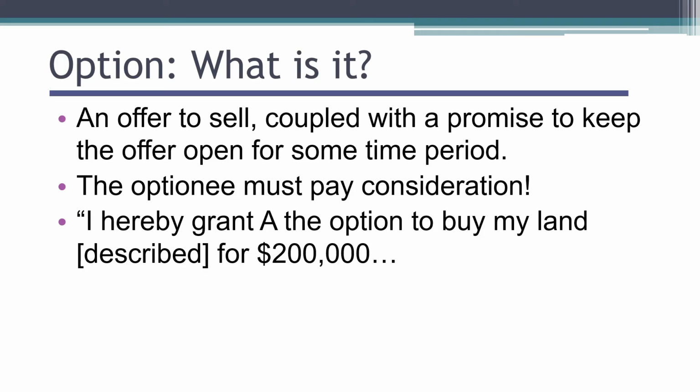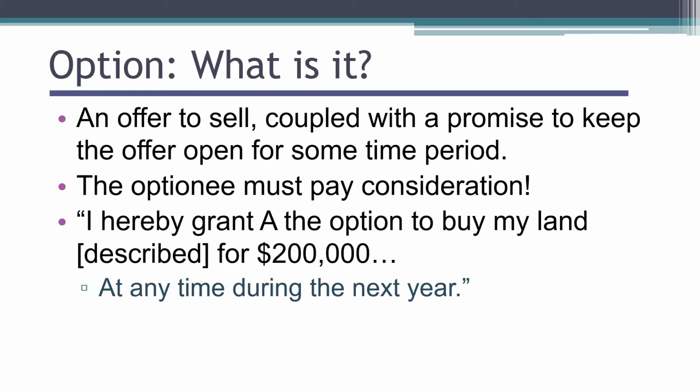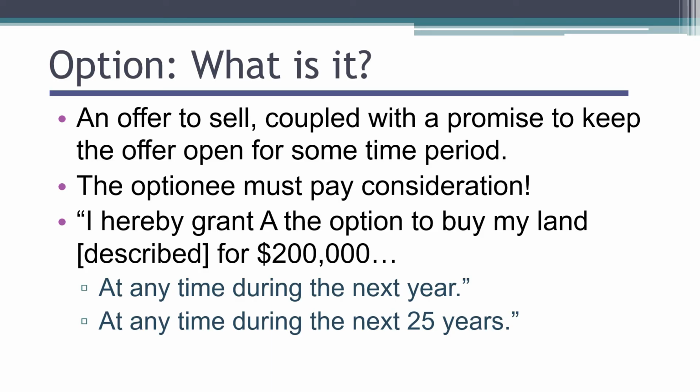Suppose the option said, I hereby grant A the option to buy my land, we need to describe the land of course, for $200,000, and then we put in a time period, such as at any time during the next year. Of course, the time period might be much longer, such as at any time during the next 25 years. Or a very careless optionor might fail to put in any time period at all, and if there is no time limit at all, the courts might say that the option can be exercised indefinitely in the future.